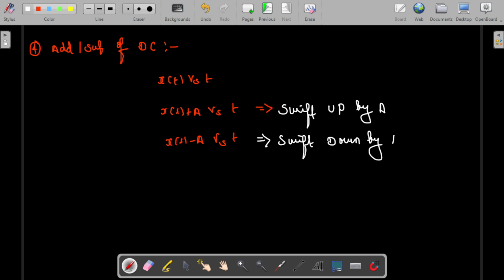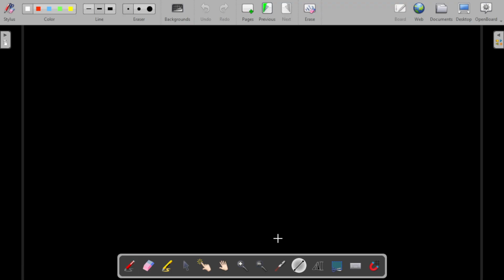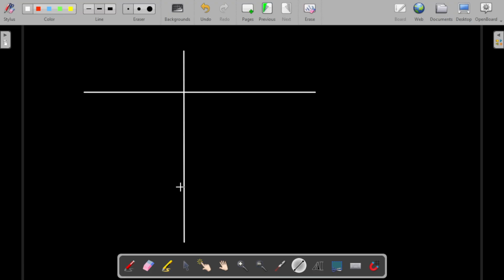Okay, these are very simple operations. I will explain even this with a graph so that you can understand it. Let me draw it. The first thing, I'm going to take the same triangular pulse.